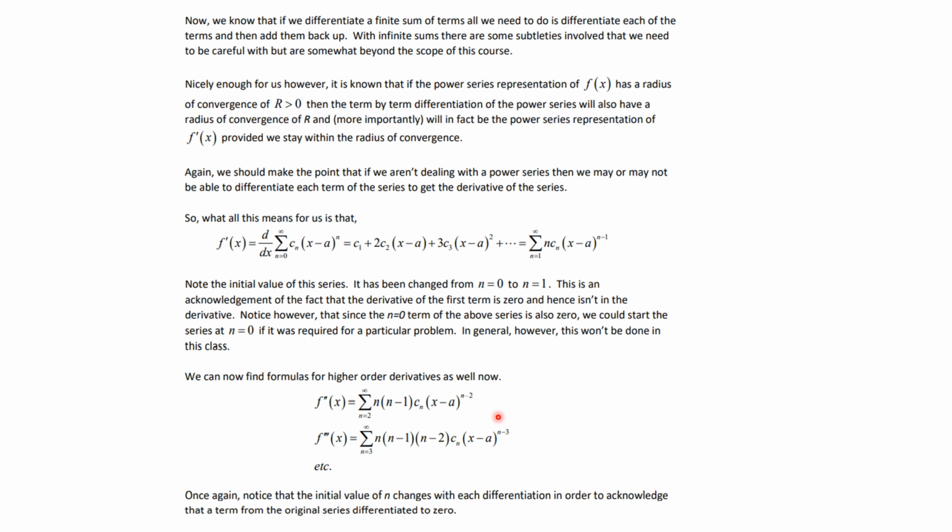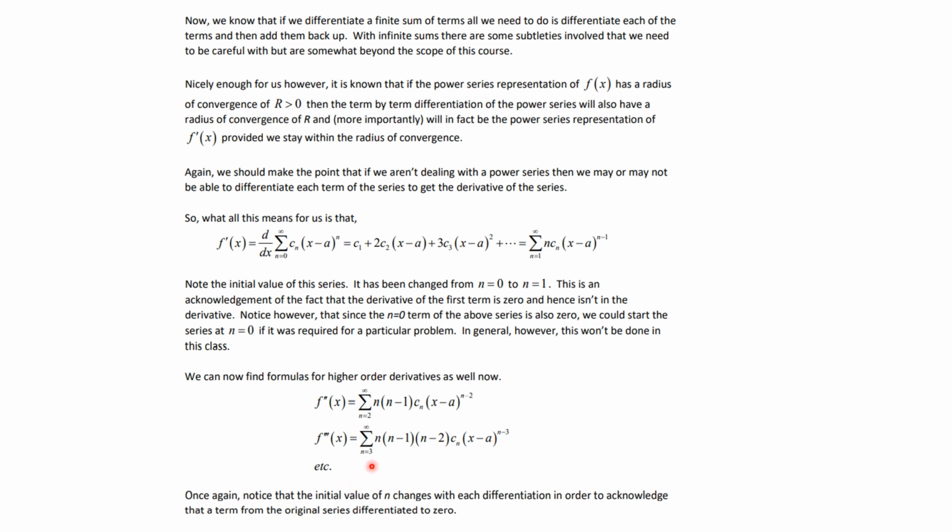Now, if I take formulas for higher order derivatives, I'll just be taking the derivative of this. This was f prime, so this will become f double prime, and this will be the summation n equals 2. Notice that some of the earlier terms become constants, and I take the derivative. So it's going to be n times n minus 1 times cn (x minus a) to the n minus 2. f triple prime is going to be the summation n equals 3 to infinity of n times n minus 1 times n minus 2 times cn, times (x minus a) to the n minus 3.